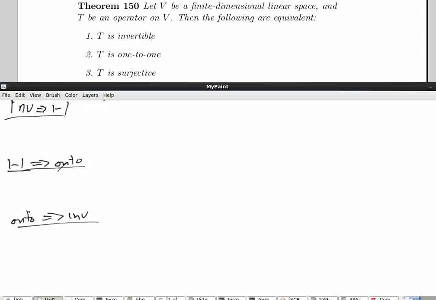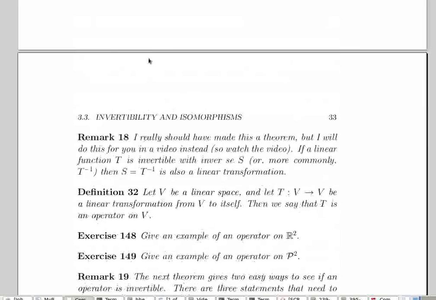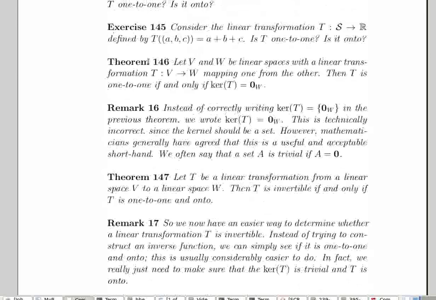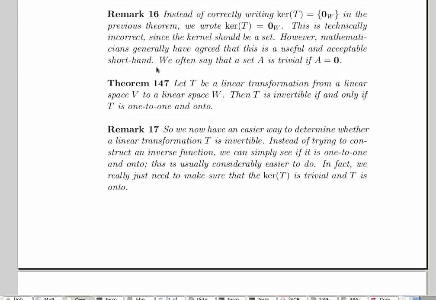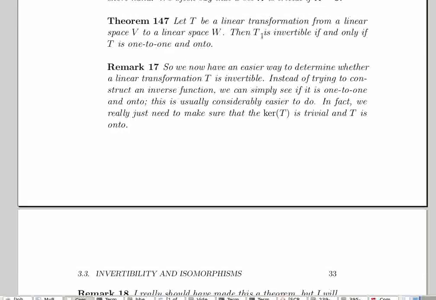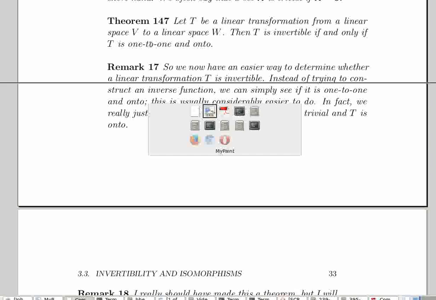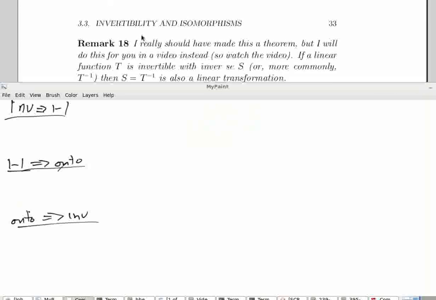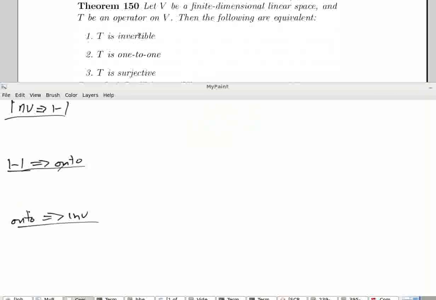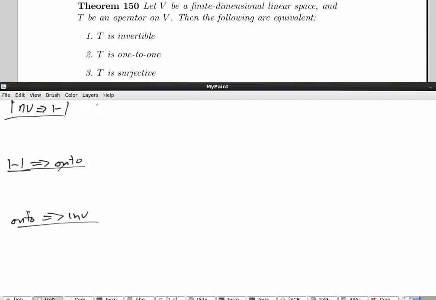And the way I'm going to prove this is relatively easy. If I know it's invertible, I can use this: it's invertible if and only if it's 1-1 and onto. So I'm just going to use that if it's invertible, it's 1-1. I'm not going to use the full power of this, but fine. So this is by theorem 147. Great. If it's 1-1, it's onto.